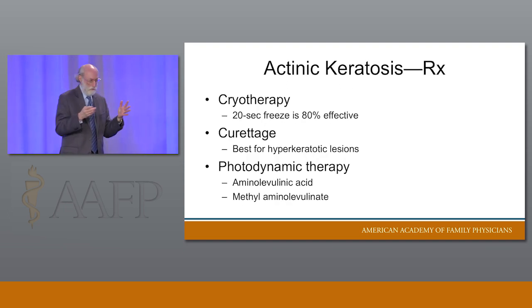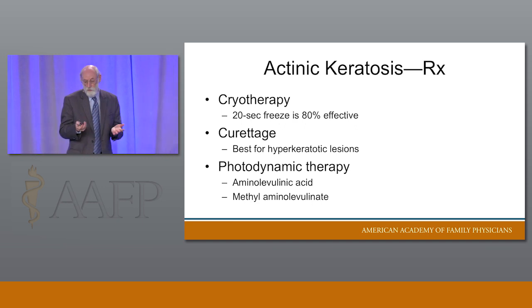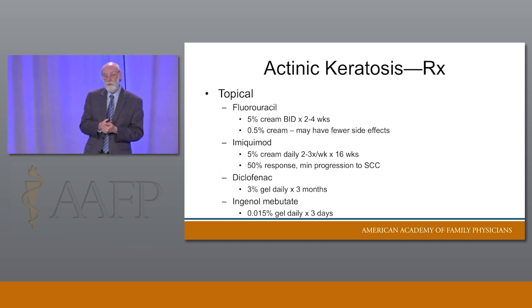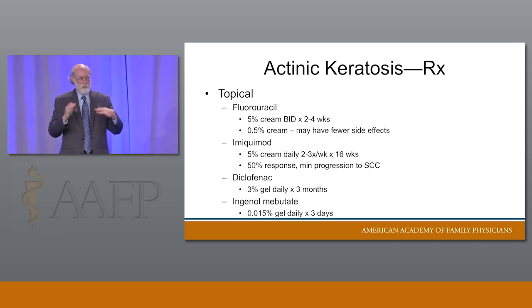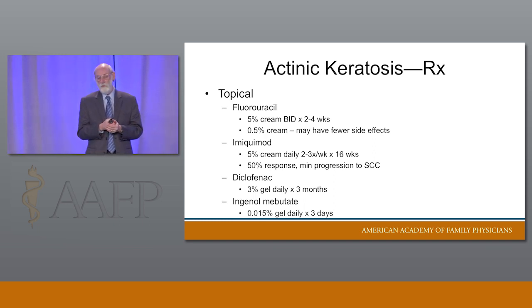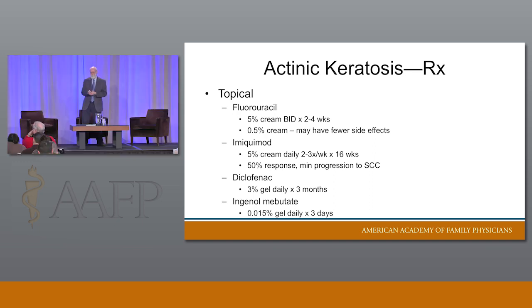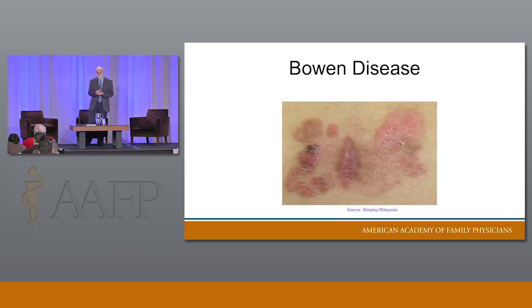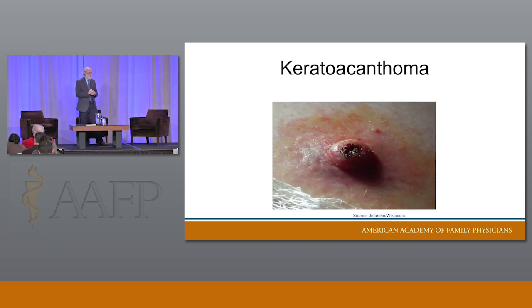Treat them, therefore, with cryotherapy or curettage. There are some phototherapies that can be used. If the patient has a lot of them, you can send them home with a prescription for 5-FU, imiquimod, diclofenac, or Ingenol. Again, warn them that their wallet may suffer as a result. They're expensive. Bowen's disease, again, a precursor for squamous cell carcinoma.